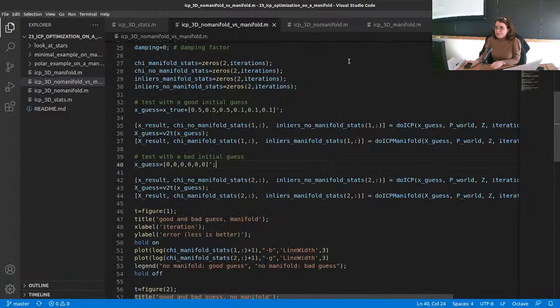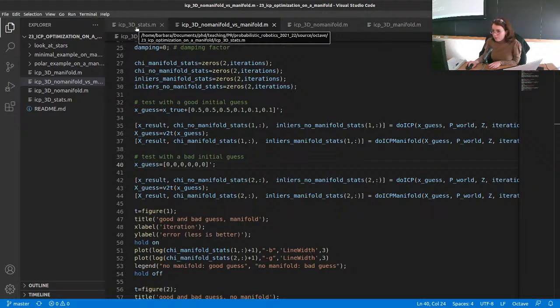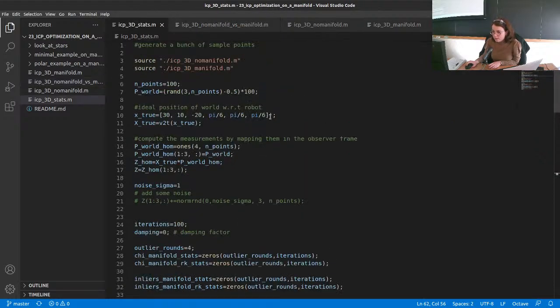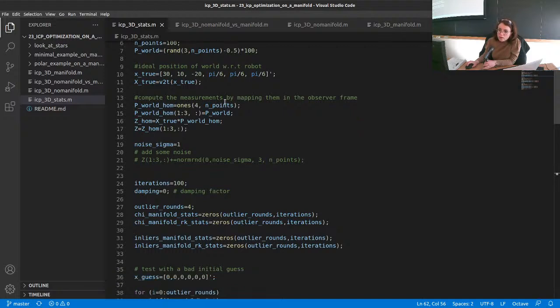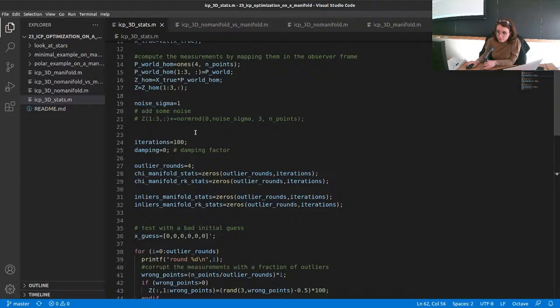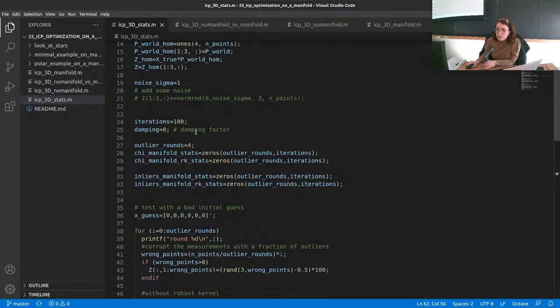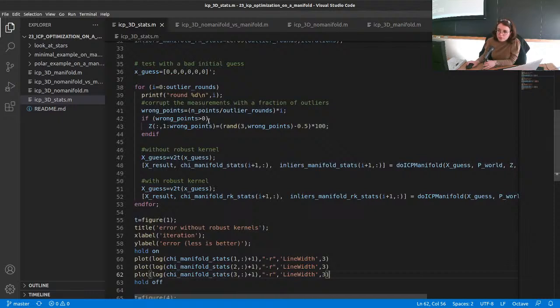Again, this time we are moving to the script, which is called Icp 3D Statistics. Again, we are spanning a set of points in the word frame and the ground truth position of the word with respect to the robot. Correspondingly, we are generating the measurement. Then what we do is we start from a bad initial guess, always use the manifold formulation, and add an increasingly higher percentage of outliers.